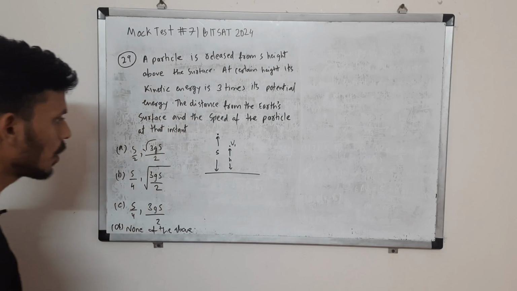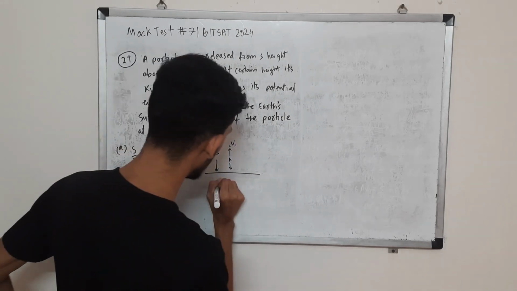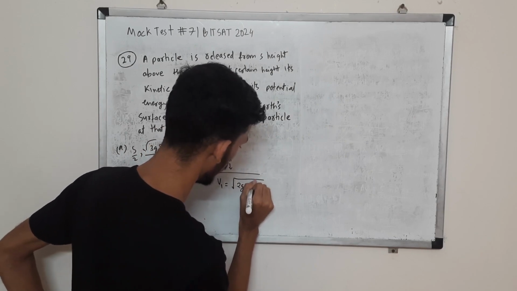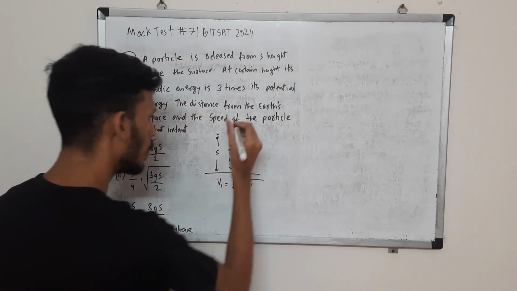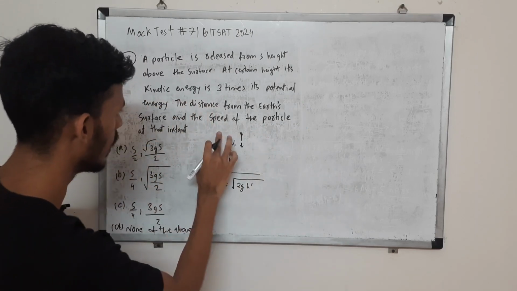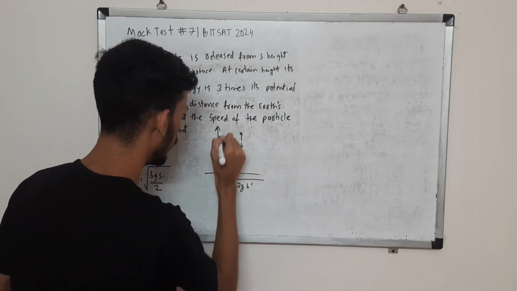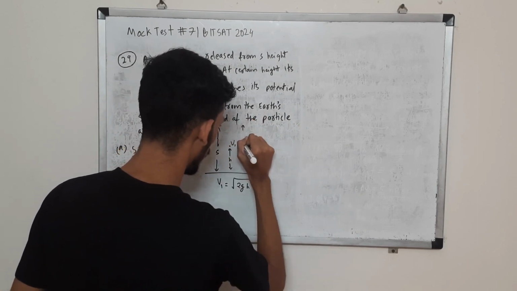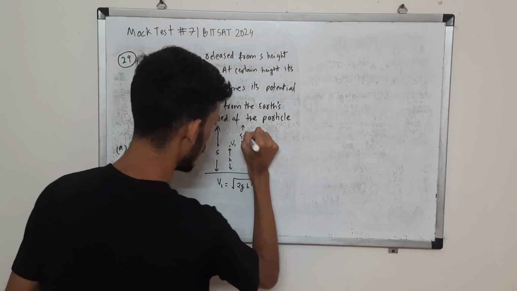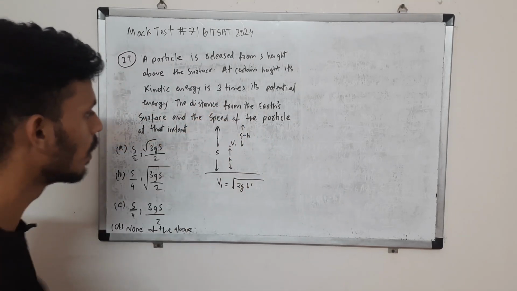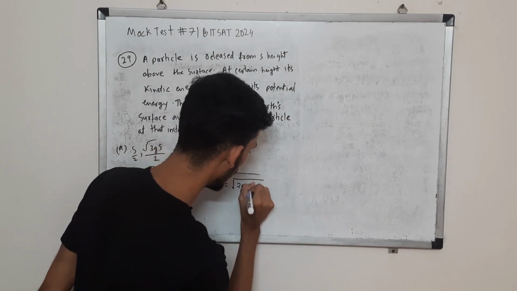Now v1 will be easily given as under root 2g h prime, where h prime is the height that it has fallen. So this is h prime, this height s, I will take s a little bit above. This height that it has fallen is s minus h, right? So s minus h is the height it has fallen. Basically this h prime is nothing but s minus h.